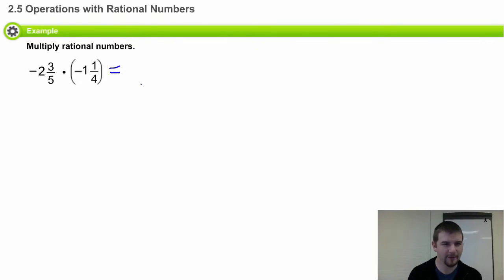Negative times a negative will be a positive. So immediately we can ignore the negative signs and proceed as though they weren't even there because we've checked and we know our result will be positive. The next thing we need to do though is to convert these mixed numbers into improper fractions.